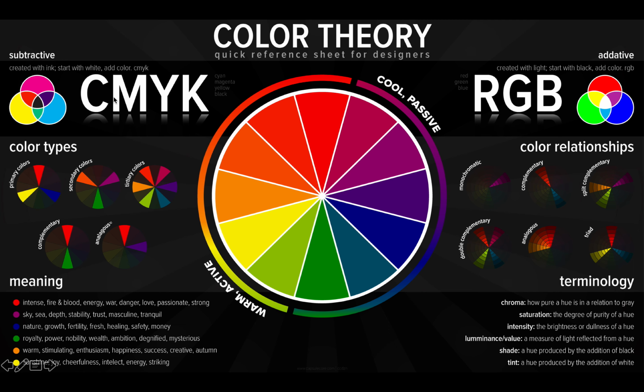Just the general thing to think about is, CMYK usually is created with ink for printing. RGB is created with light for any type of design for a screen, mobile or web, anything digital.